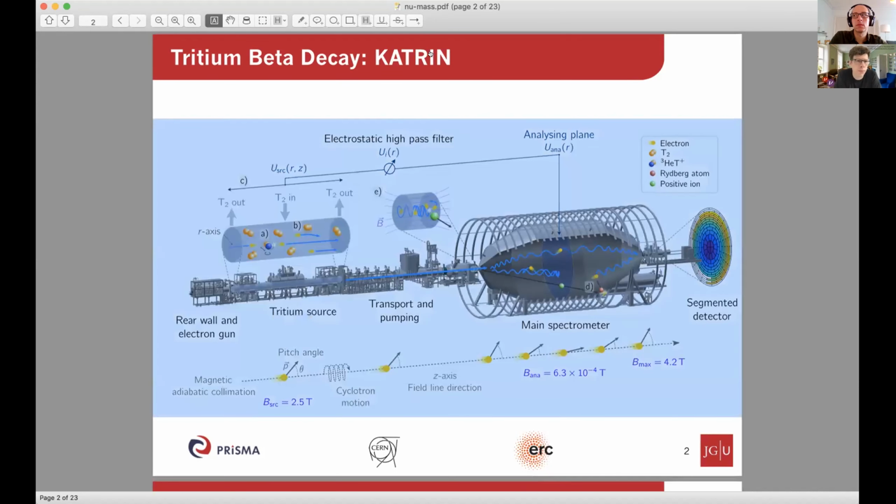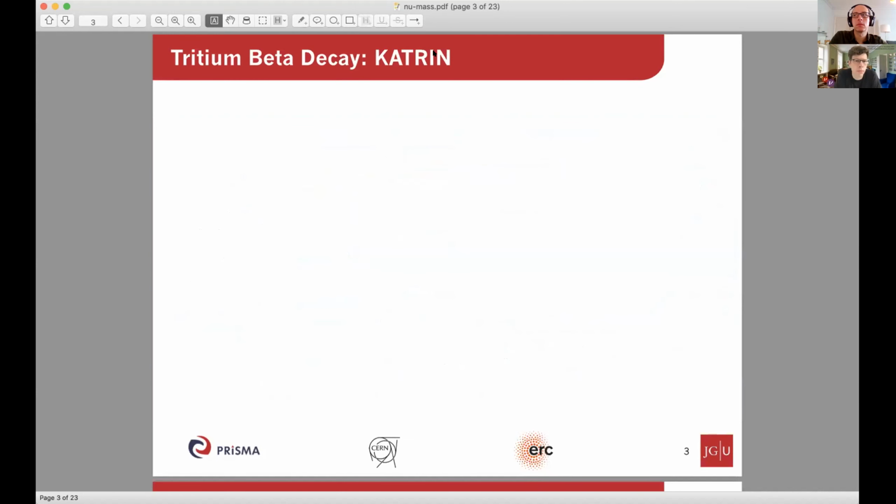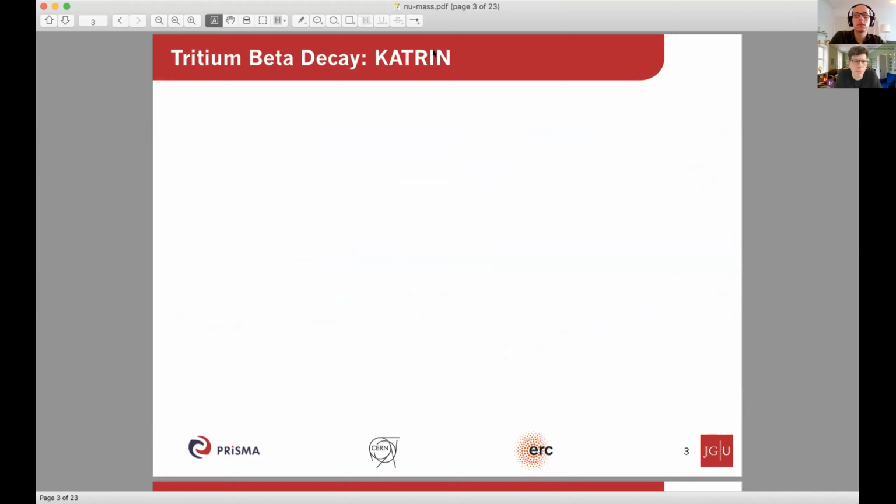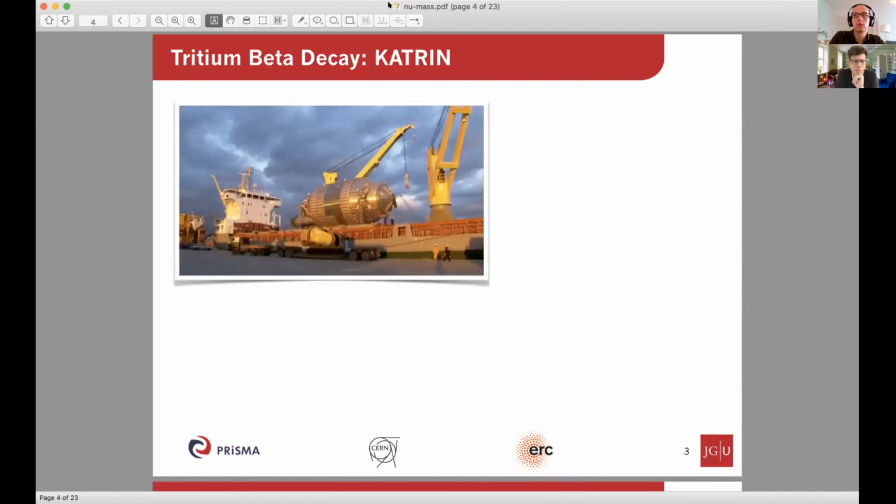People often argue that KATRIN is going to be the last experiment of this type. The reason for that is its sheer size. It just doesn't make sense anymore to make a spectrometer even bigger. Here you can see, for instance, the main spectrometer vessel. You see here a rather big ship, and this gives you an idea of the dimensions of this thing. Here are some small people.